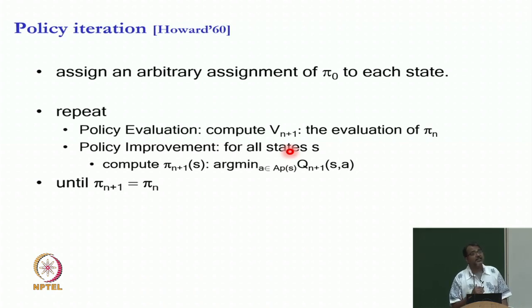And your convergence condition is no longer that your Vn and Vn plus 1 are very close to each other, it is that your pi n plus 1 and pi n are exactly equal. Because if you took one step greedy policy and you did not change your policy, that means you have converged, you can stop here. So, the termination condition is much better defined, you do not have to put in an epsilon here.